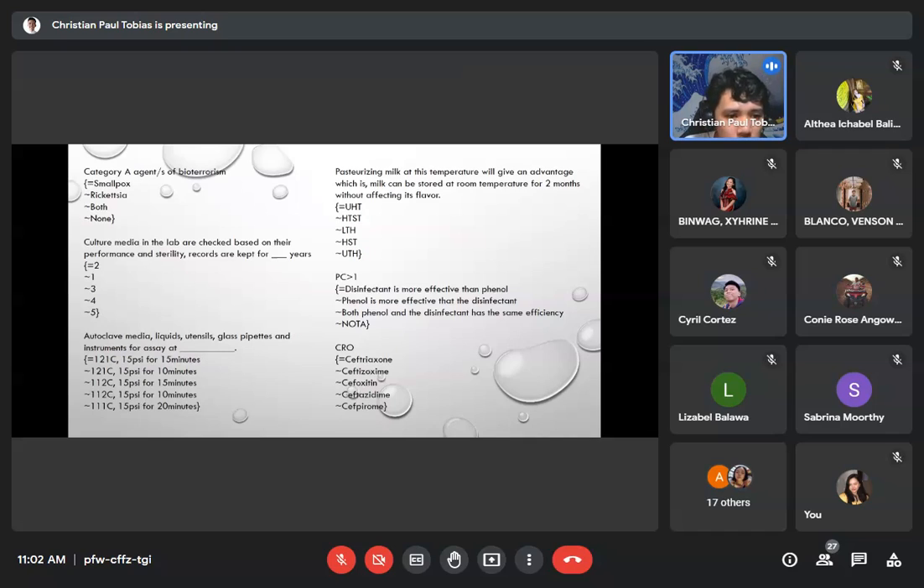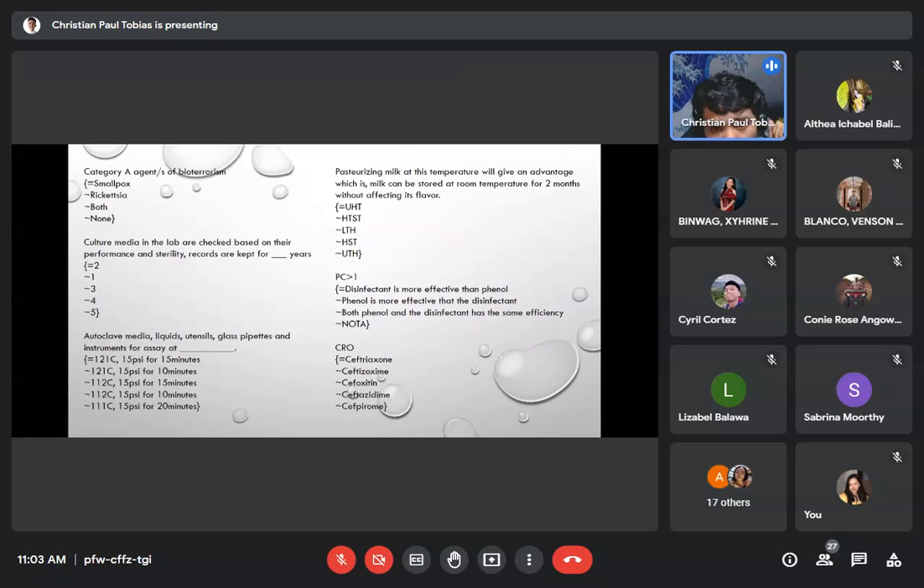Okay, culture media in the lab are checked based on their performance and sterility. Records are kept for 2 years. So autoclave, media, liquids, utensils, glass pipettes at 121 degrees Celsius, 15 psi for 15 minutes. So pasteurizing milk at high temperature will give an advantage, which is milk can be stored in room temperature for 2 months without affecting its flavor, or ultra high temperature.